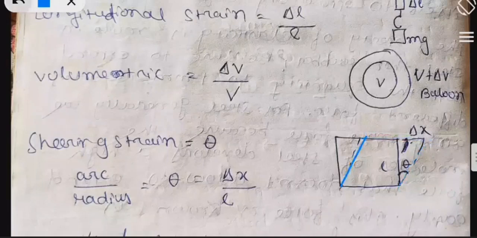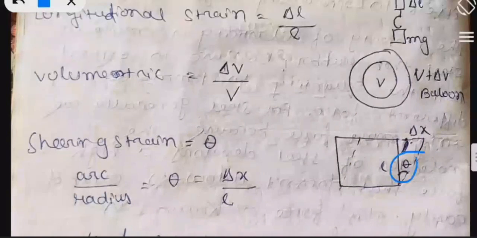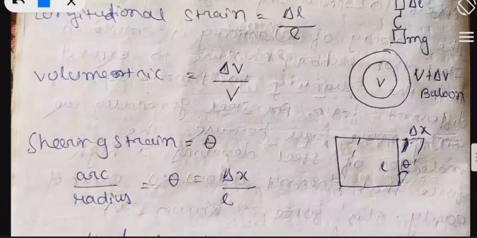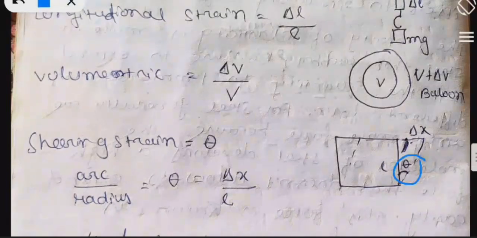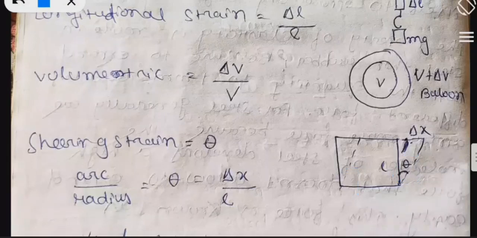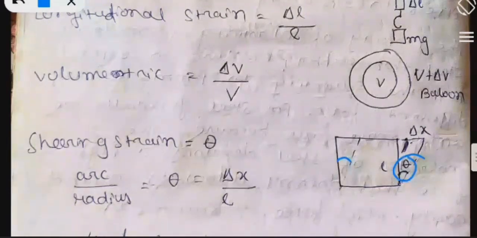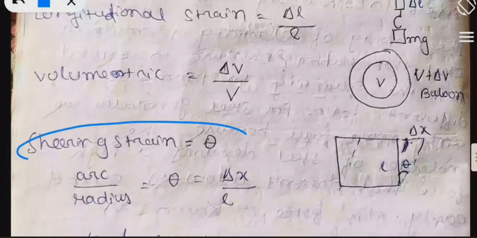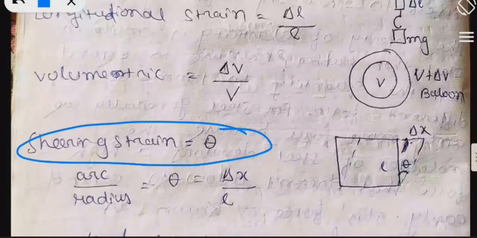So how much is it being changed? If somebody asks you how much it has changed, it has changed up to an angle theta. How can you calculate this? By observing the angle theta. Previously the angle was like this, and now because of this, the angle has changed. And how much is this angle? Theta. And this theta is going to give us the shearing strain result.